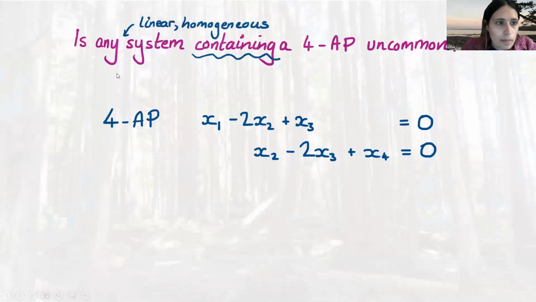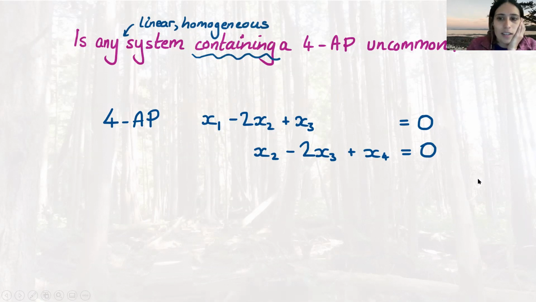Before we talk about this question, let's just check we know what we mean. What does it mean to contain a 4-term arithmetic progression, to get our heads around this question? When we say any system, we just mean a system of linear homogeneous equations. What do we mean by containing a 4-term arithmetic progression? Well, here is our favorite set of equations now, our 4-term arithmetic progression.